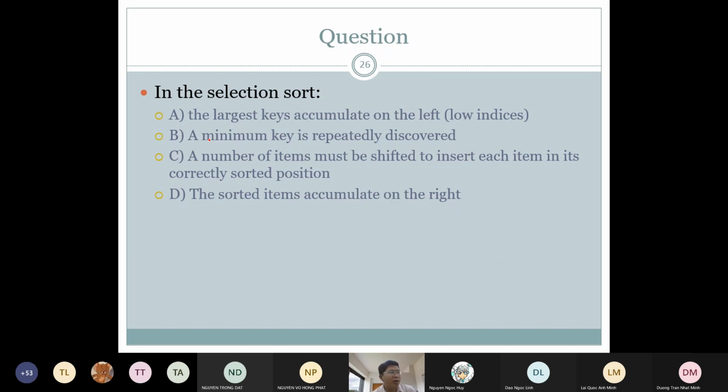The others, do you agree? Every time we try to find a min, for each iteration, we find a min again and again.